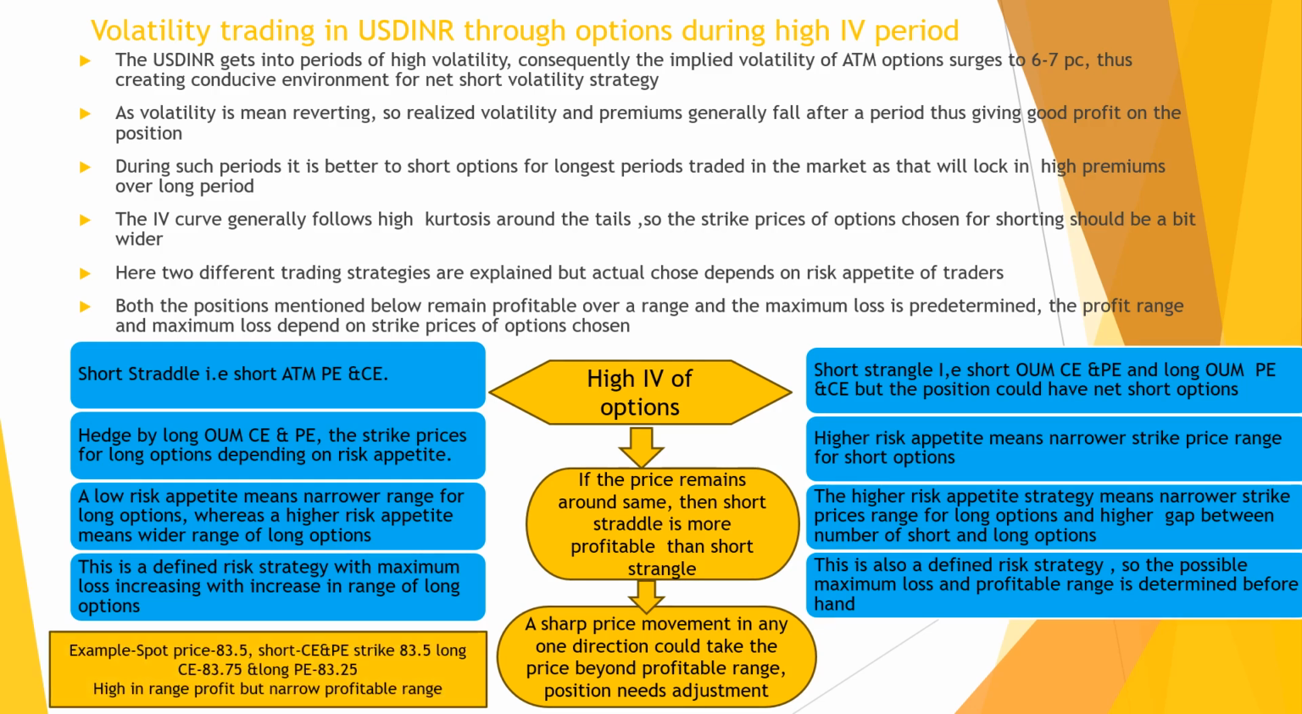Now let's take an example of the short straddle. Suppose the spot price is 83.5, short call and put options strike at 83.5 since we are shorting at the money options, long call option at 83.75 and long put option at 83.25, that is hedging with long out of money options. This position has a high in range profit but narrow profitable range.